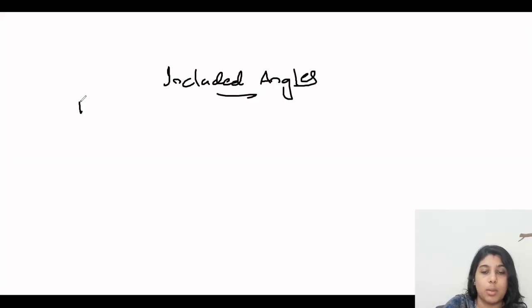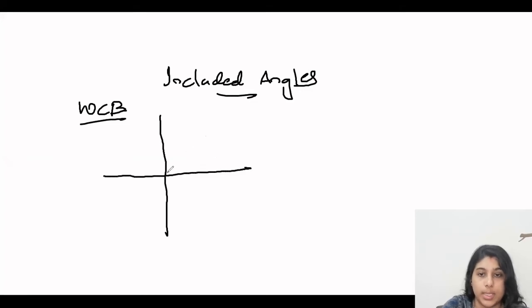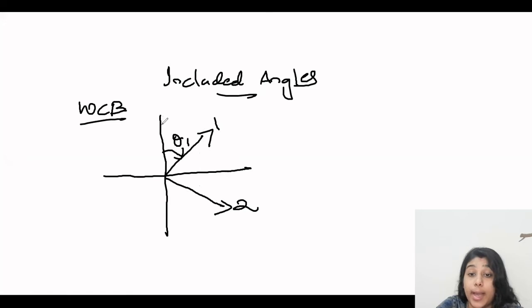As I said, some included angles we have to find, and in which cases, how we can find them. Okay, so first I am talking about whole circle bearing. Okay, this is the north, south, east, west position. This is my first line and this is my second bearing. So I have to find the included angle between my first bearing and my second bearing.